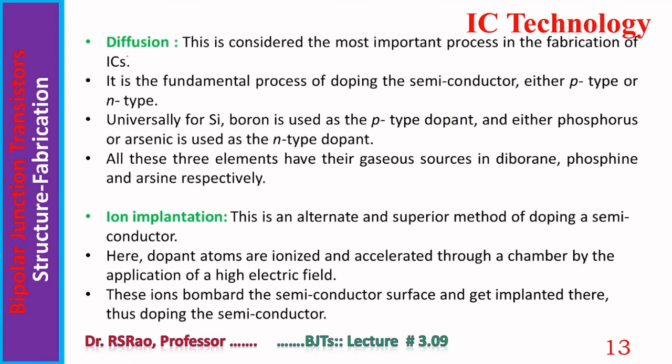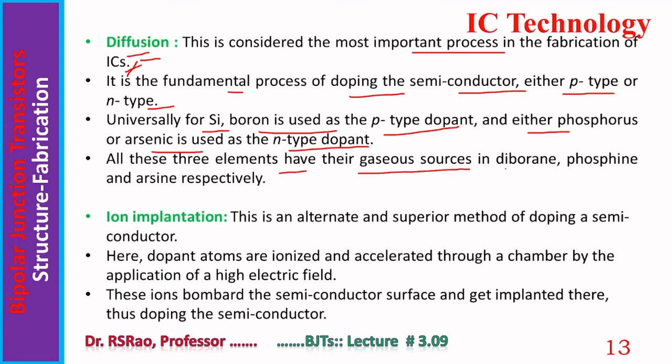Now, a few points regarding diffusion. This is considered the most important process in the fabrication of ICs. It is the fundamental process of doping the semiconductor, either p-type or n-type. Universally for silicon, boron is used as the p-type dopant and either phosphorus or arsenic is used as the n-type dopant. All these 3 elements have their gaseous sources in diborane, phosphine and arsine respectively.